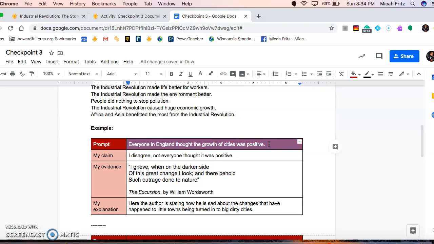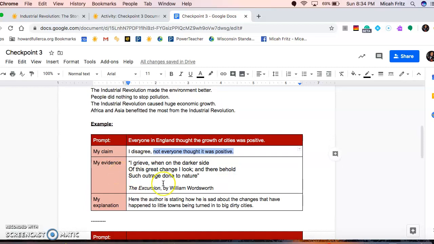Did everyone in England think the growth of cities was positive? Well, what does Mr. Wordsworth say? He does not. Most of that was negative. So I'm going to type in here that I disagree. Not everyone thought it was positive. Now, that's your claim right there. So your statement of agreement or disagreement.